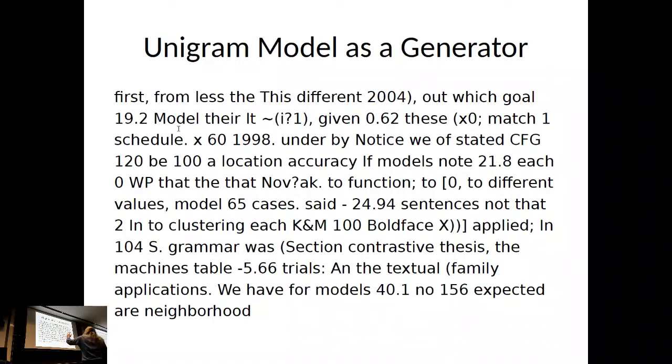So you get "first from less the this different 2004 close parentheses comma". I'll come back to that. "Out which goal 19.2 model with their LT tilde I question mark 1." Okay, and it looks like utter nonsense. You can agree this has a bunch of English words in it and some math and some markup, but it's basically nonsense. It's got no coherence whatsoever.